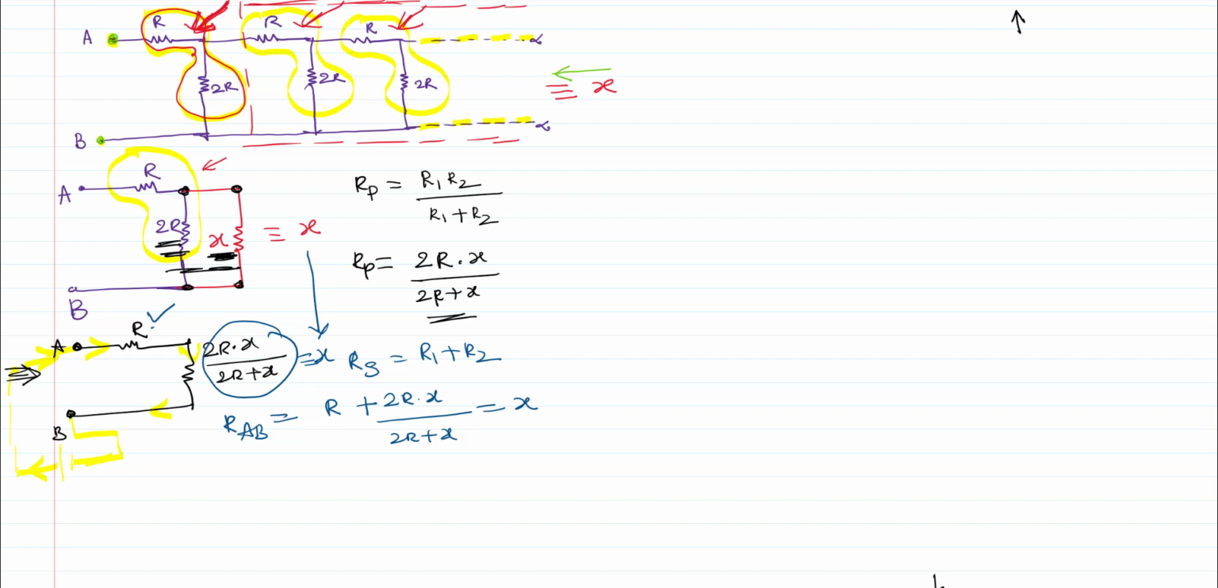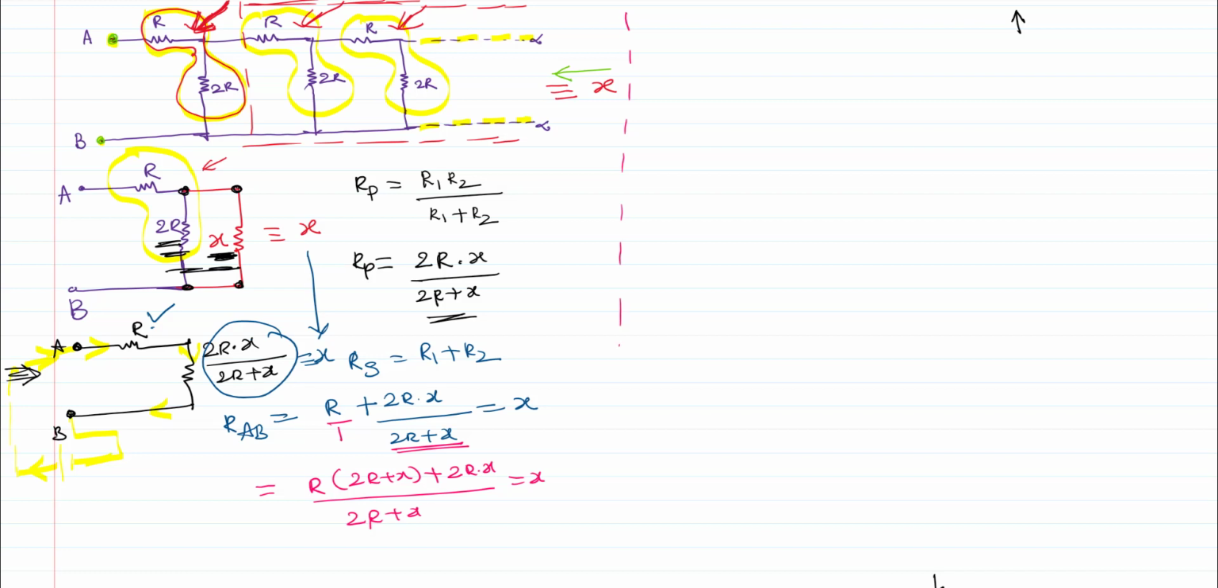Now we know how to solve the problem. Yes, by simplifying this equation, 2r plus x is the LCM. Let us take that LCM and solve this equation. R of this is 1, so we shall multiply with 2r plus x. This is 2r plus x, therefore we shall multiply with 1, that will be 2r into x. That's equal to x. Hope you are following, right?